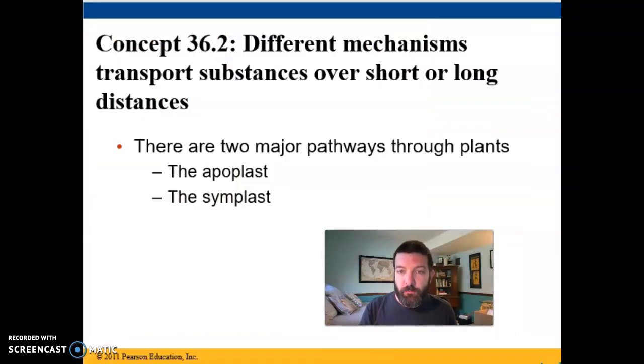Water and minerals that are picked up by the roots eventually have to make their way into the vascular cylinder, which is in the middle of the root, in the middle of the main root, and then make their way up toward the rest of the plant, like the leaves. And there are two major pathways to get into that vascular cylinder: the apoplast route and the symplast route.